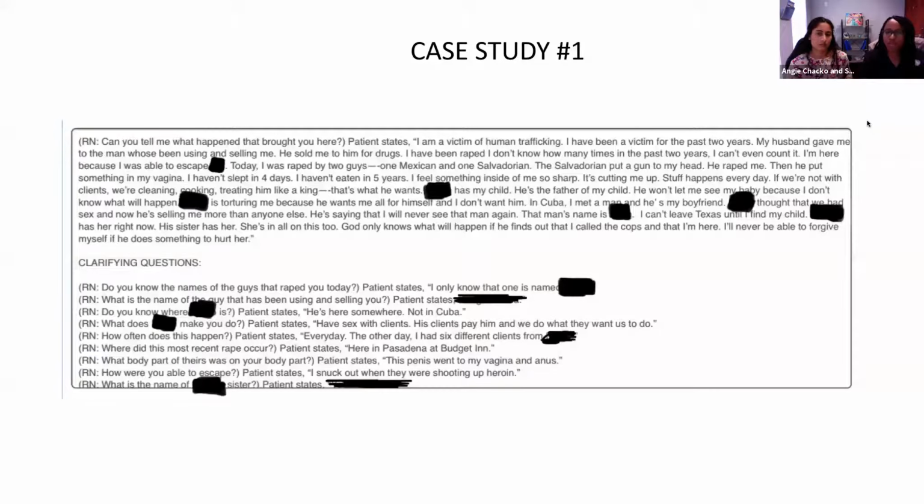In Cuba, I met a man and he's my boyfriend. Blank thought that we had sex and now he's selling me more than anyone else. He's saying that I will never see that man again. That man's name is Blank. I can't leave Texas until I find my child. Blank has her right now. His sister has her. She's in on all this too. God only knows what will happen if he finds out that I called the cops and that I'm here. I'll never be able to forgive myself if he does something to hurt her.